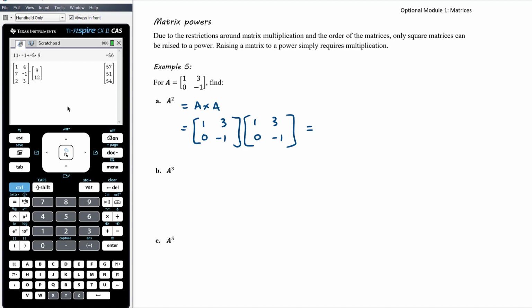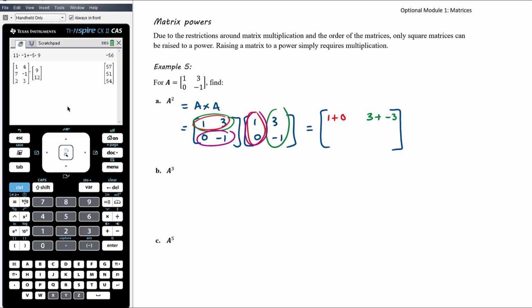And you do the multiplication. So it's 2 by 2 times 2 by 2, so we'll get a 2 by 2 matrix. Okay. Left row times left column. 1 times 1 is 1, plus 3 times 0 is 0. I'm just going to try and take a few shortcuts in what I write. Top row times right column goes in the top right. 1 times 3 is 3, plus 3 times negative 1 is negative 3.